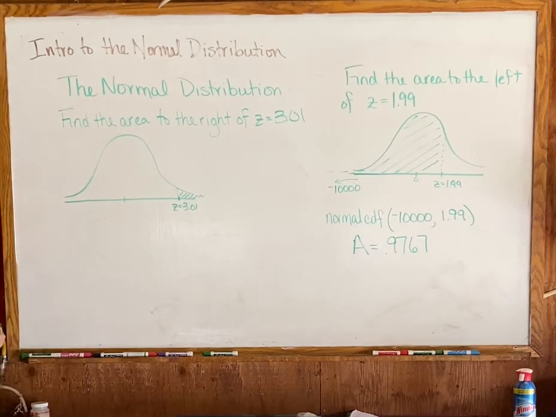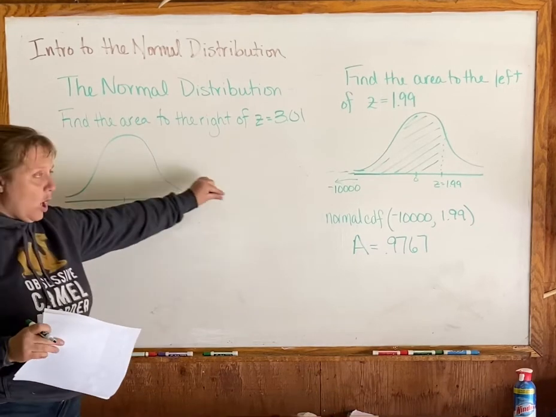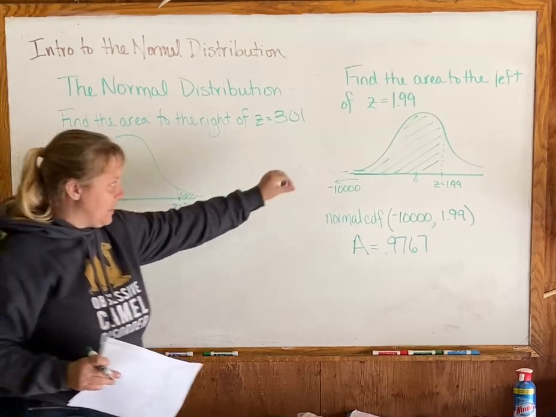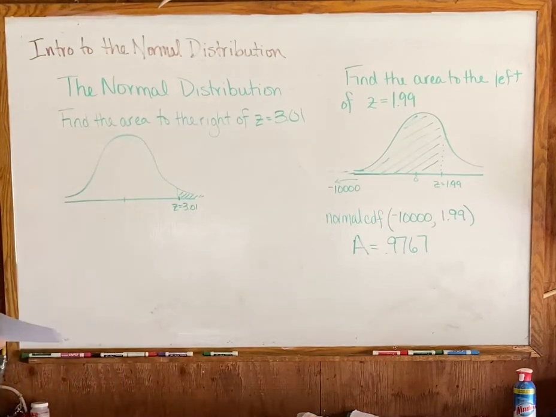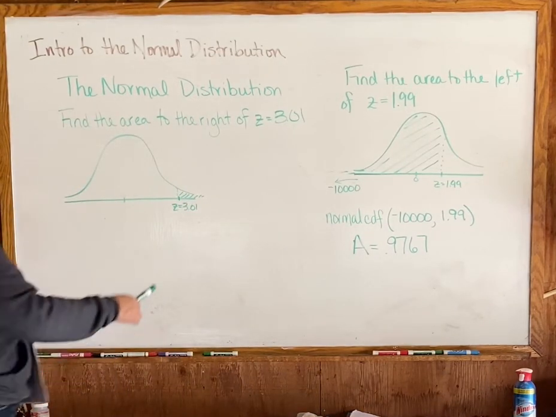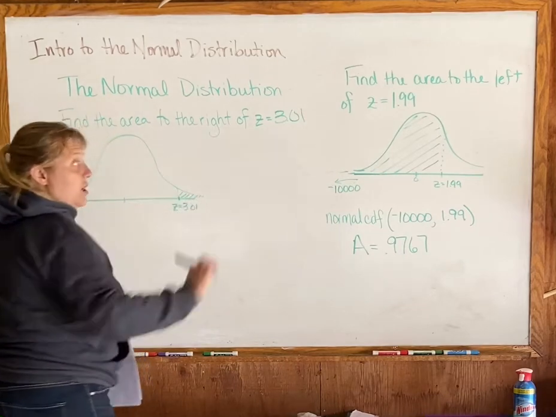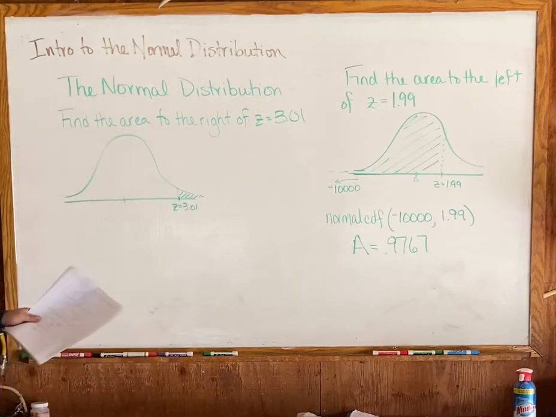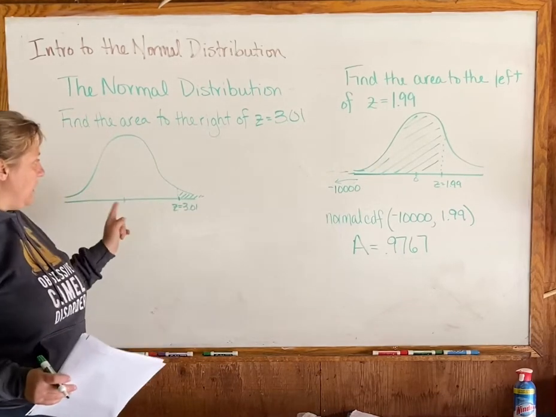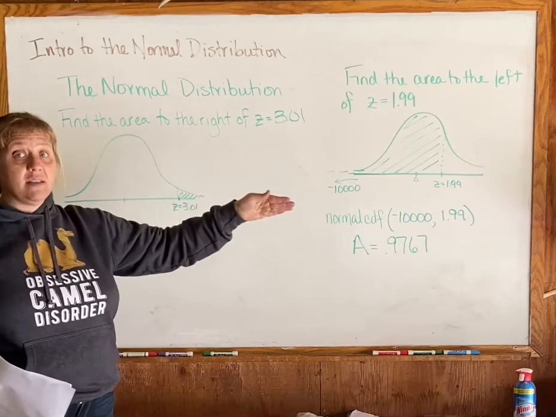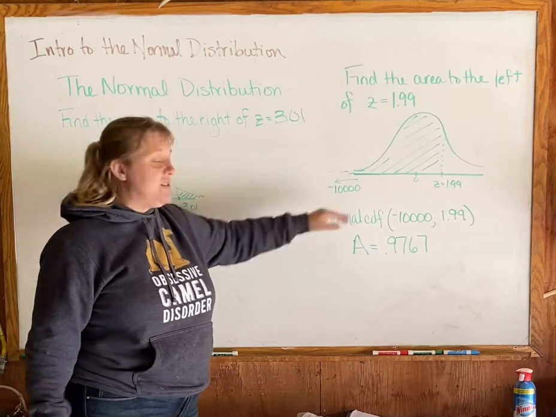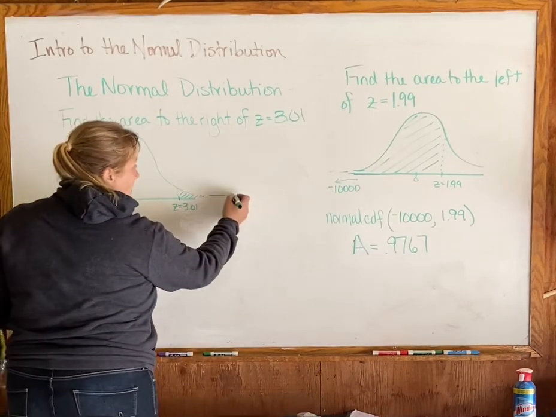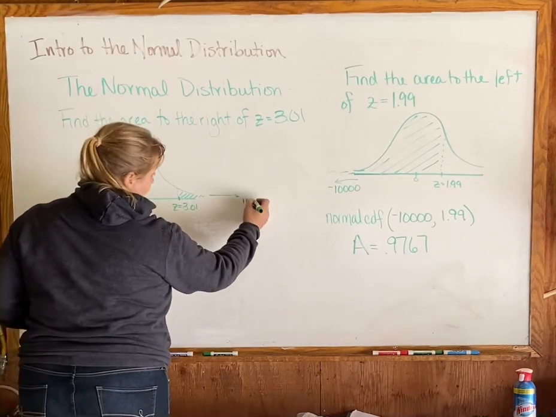Now again, this is called a tail. Whenever you're going off into like the outlier section in either direction, that's called a tail. So we're looking for the area of a tail. But again, that's going on and on and on forever and ever. So the difference between that one and this one is that this one's going on and on in the positive direction. So instead of using a boundary of negative 10,000, we're going to use a boundary of positive 10,000 on this one.